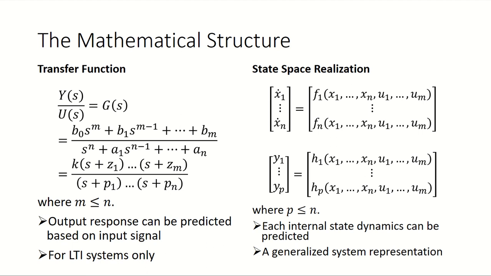So this is the comparison between the way transfer function looks and the state space relations look. This is the mathematical structure. Transfer function we already know: there is a numerator polynomial and a denominator polynomial, both in the S variable, which is the complex frequency variable. We can also represent it in a pole zero form. This is all we know, and the feature is that the output response can be predicted based on the input signal, but for LTI systems only.